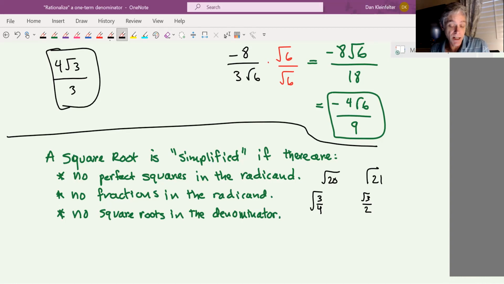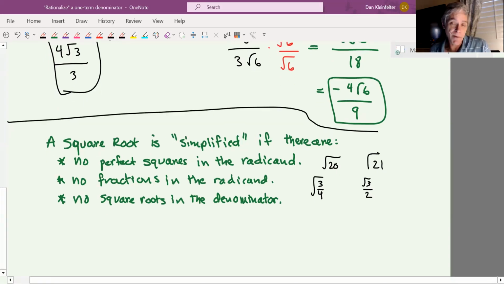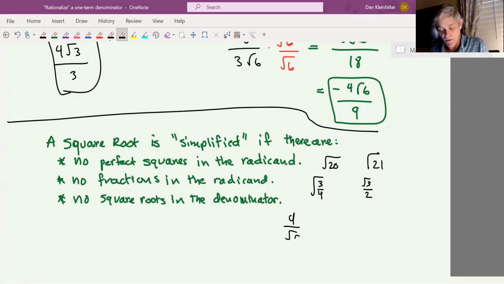And then as we just discussed with the rationalizing bit, we don't want to see square roots in the denominator. So if you have 4 over the square root of 5, that wouldn't be considered simplified until you rationalize the denominator by multiplying numerator and denominator by the square root of 5 so that you get 4 root 5 over 5. So there's basically 3 criteria that you need to follow in order to determine that this thing is simplified. No perfect squares under the root sign, no fractions under the root sign, and no square roots under the fraction.